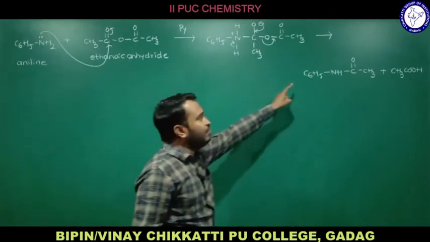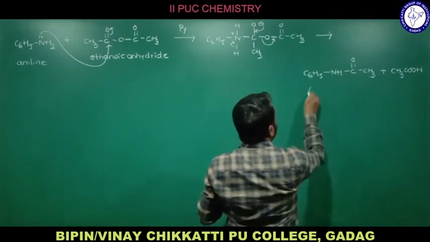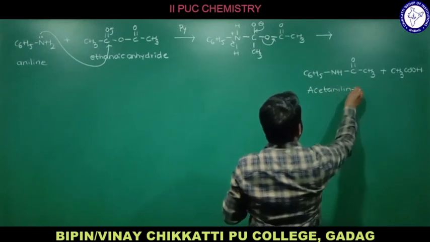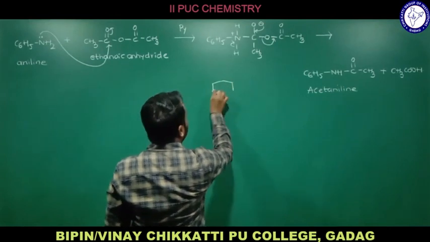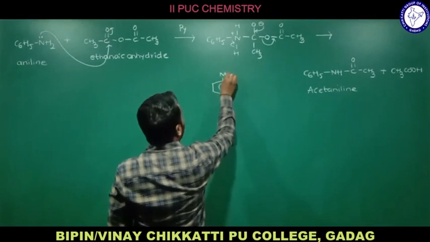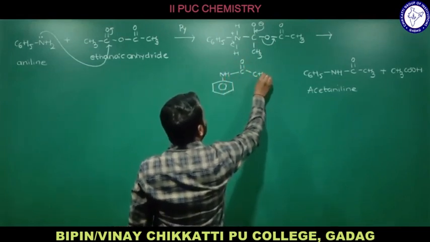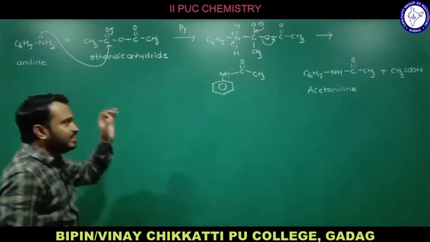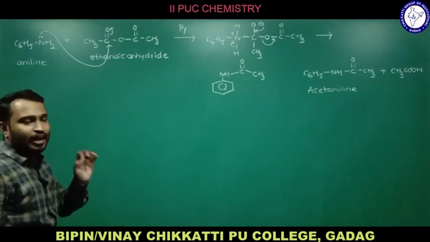And what would be the name of this one? N-phenyl ethanamide, or the commercial name, as we know, is acetanilide. So we can write acetanilide in this fashion also. C6H5, and we have NH over here, and we have a C double bond O and a CH3. So this is also acetanilide. In molecular form we used to write it in this fashion. N-phenyl ethanamide is the IUPAC name of that.